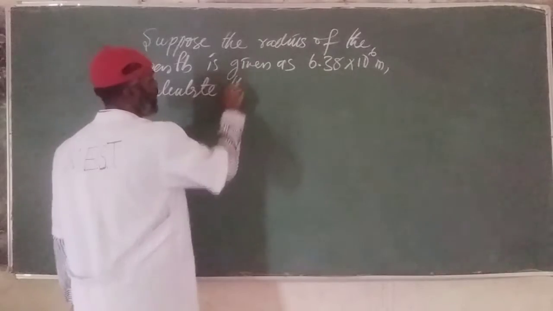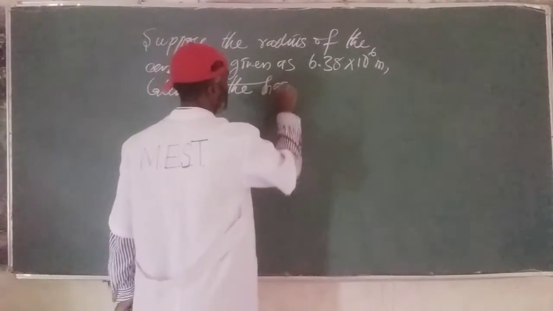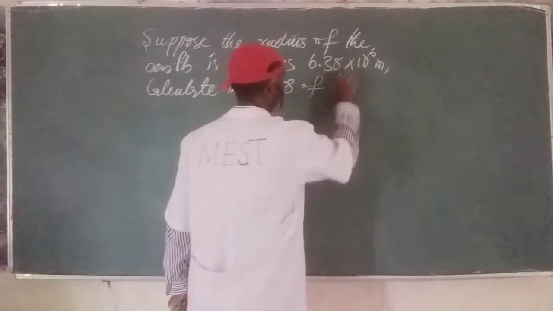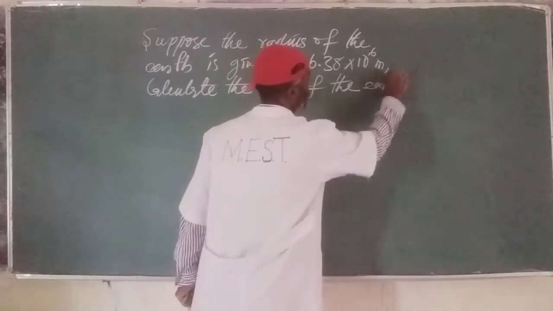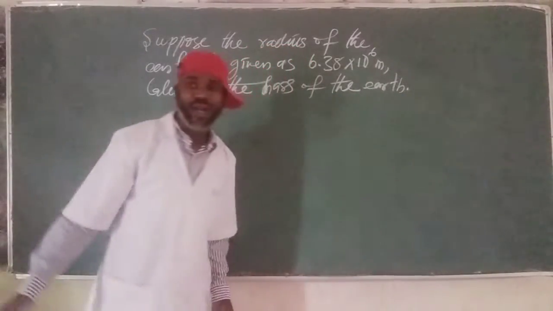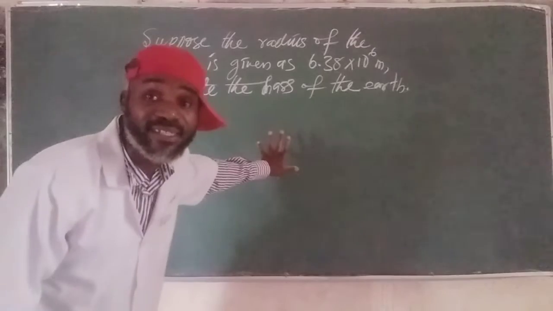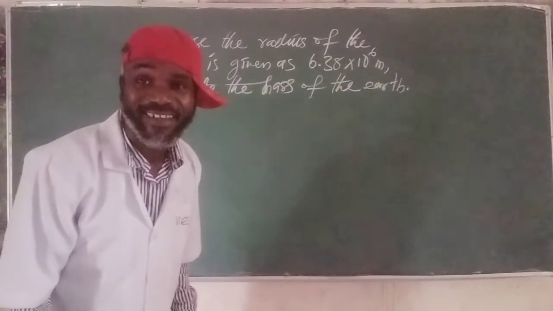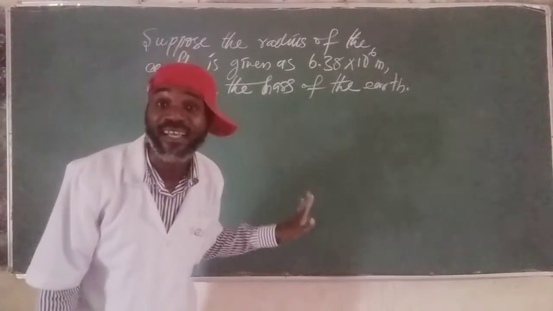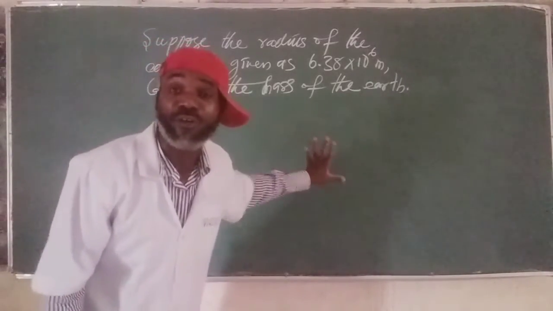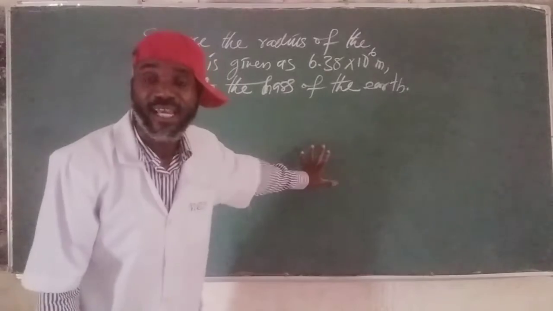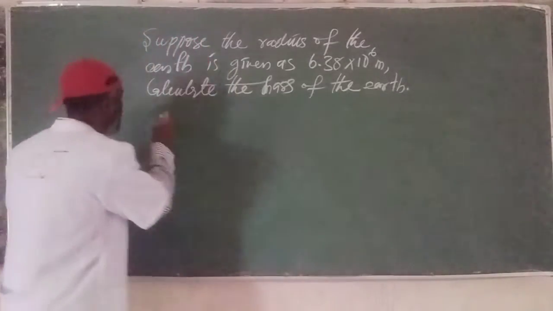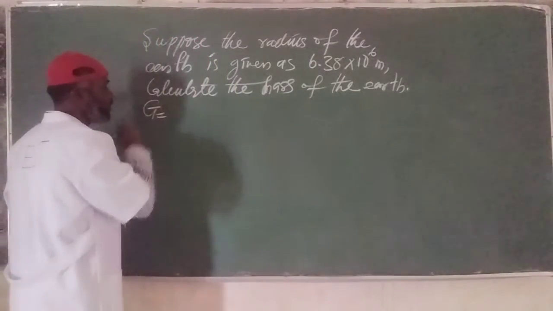Calculate the mass of the earth. Now look at it. This looks very simple, isn't it? It looks very simple, but it's not as simple as you think. Some parameters are missing. You need to supply them for you to be able to solve this question. What are these parameters? One is G is missing, supply it.